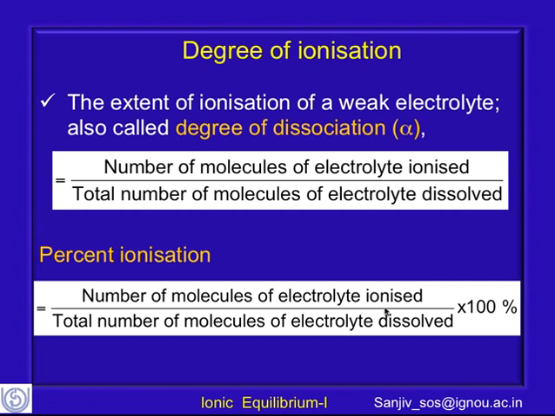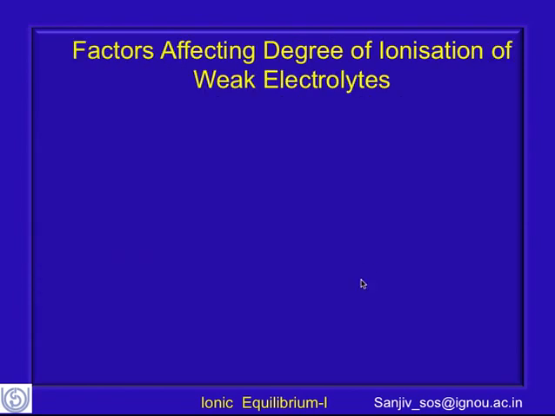Okay, now let's move ahead and see what the factors are which affect the ionization of weak electrolytes. Because if you take a strong electrolyte, by definition, a strong electrolyte is 100% ionized. That means it is completely ionized. So the degree of ionization is more relevant in the context of weak electrolytes. And there are certain factors which affect it.